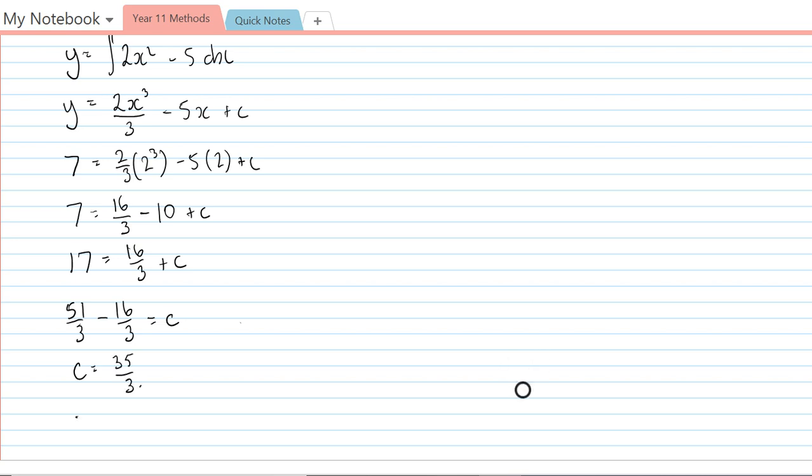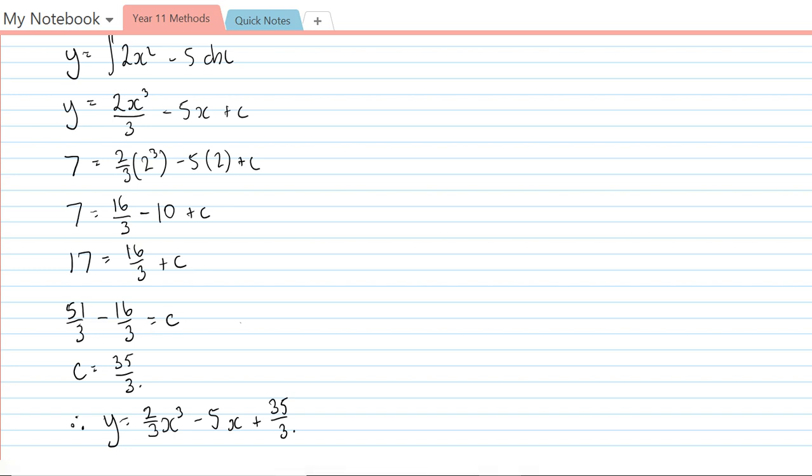And therefore, I now have the rule, which is y equals 2/3 x cubed minus 5x plus 35 on 3. And that is the way that we can figure out a C value. So the thing is that we need to have the coordinates of a point or some other bit of information in the question to be able to do it. Now I'm just going to leave that there for a minute as I write the next problem, but I'll come back shortly.